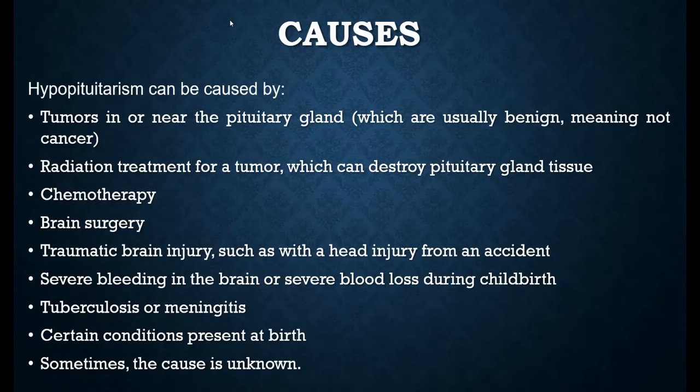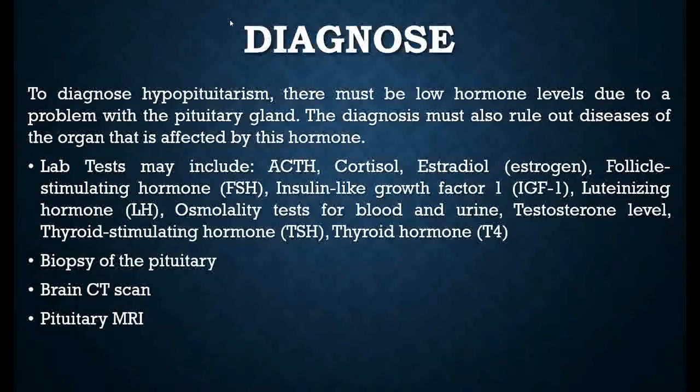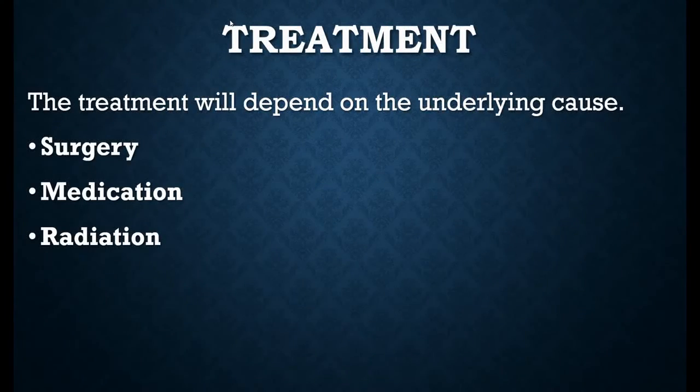The diagnosis is done by lab tests related to each hormone. There may be different tests, or there may be a biopsy of the pituitary, or to check for tumors, you may go for an MRI or CT scan. The treatment is again the same as for hyperpituitarism. There are only three main treatments: surgery, medication, and radiation.